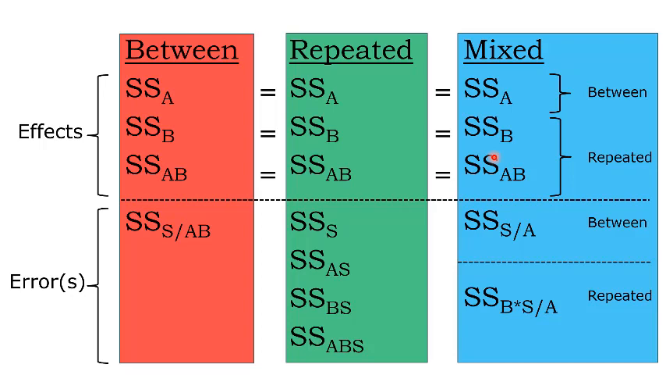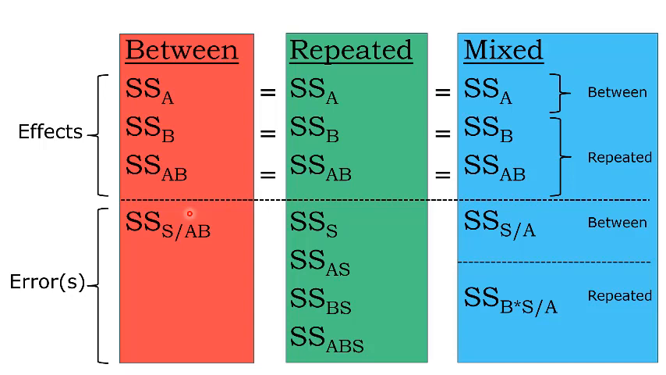When you do something that's completely between, you get one error term, subjects nesting within AB. That's it. Right? Because the subjects nest within each cell of the design, and because it's completely randomized groups between groups, there's no repeated measures, we can average across all the cells and get a single error term that is subjects within the AB combinations.